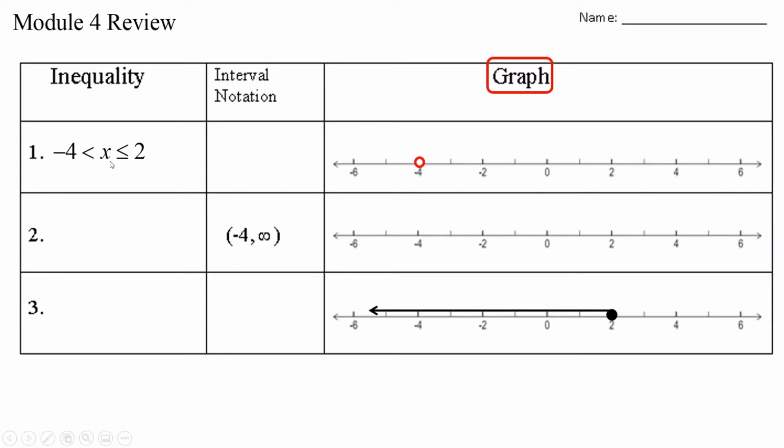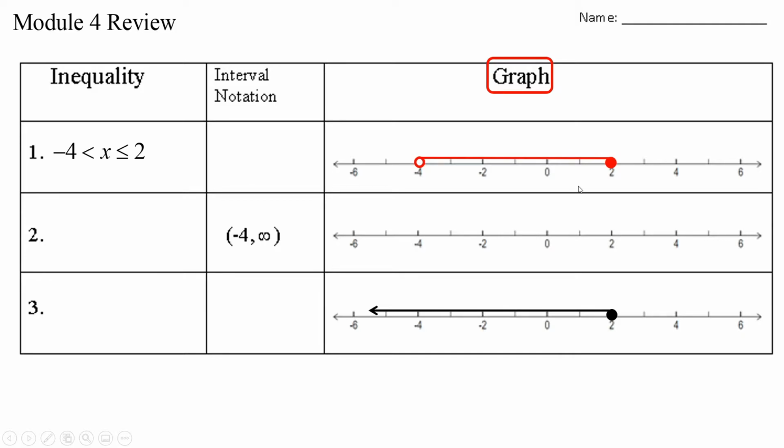And then x is less than or equal to +2. So at +2, because of the equal sign right there, I need a solid dot. And these x's are everything in between these two endpoints, including the endpoint on the right too. And that's what this line graph means right here. -4 is less than x, and x is less than or equal to the 2.